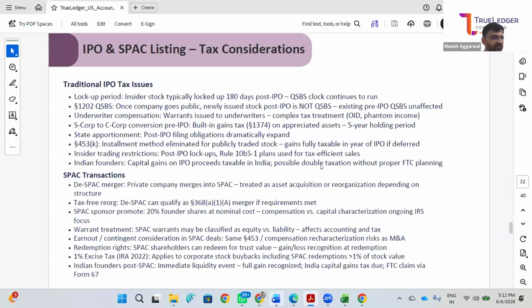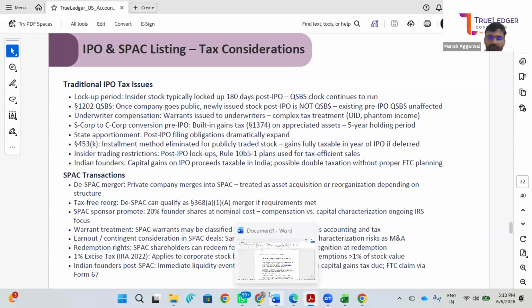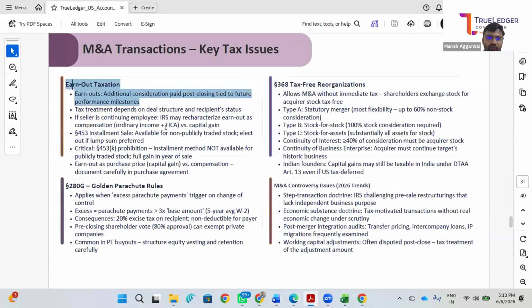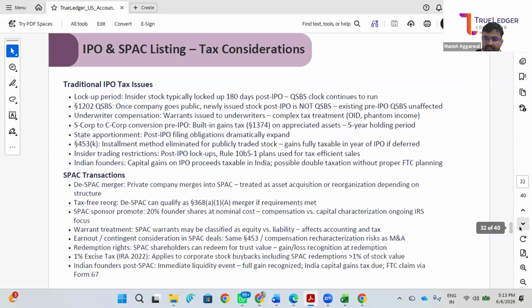This takes center stage, and as an advisor or as an Indian consultant, we need to help our clients. As a live case study, we are working on one of the SPAC transactions, and I am helping one of the founders on this particular issue: whether the earn-out consideration would be considered as capital gain or service income.